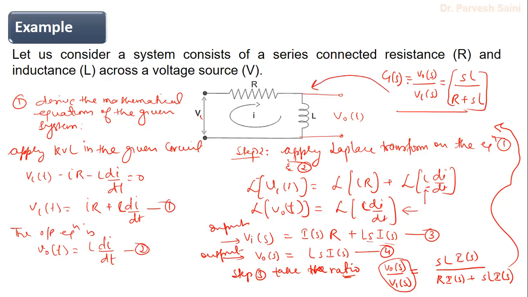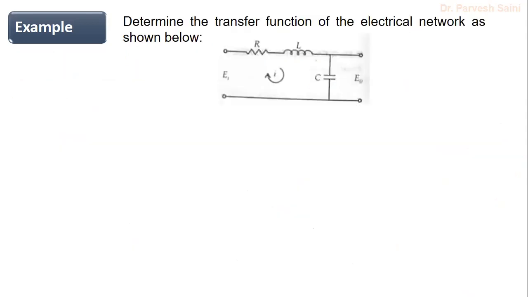So I have cancelled out this IS. You can see this IS is common here, so it will be cancelled out from numerator and denominator, right? Okay, so this is one kind of example. Similarly, we can have mechanical systems, we can have electromechanical systems, we can have different types of systems. So what we have to do is we simply have to formulate the mathematical equations of that particular system, and then we have to apply the Laplace transform. Okay, so it is that simple.